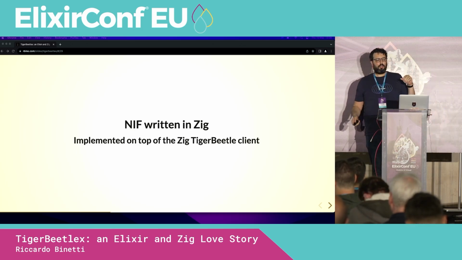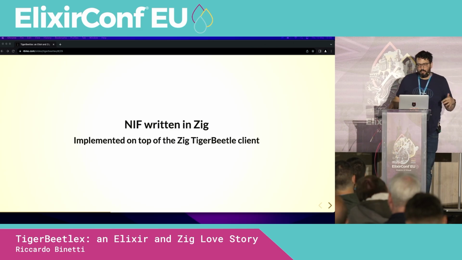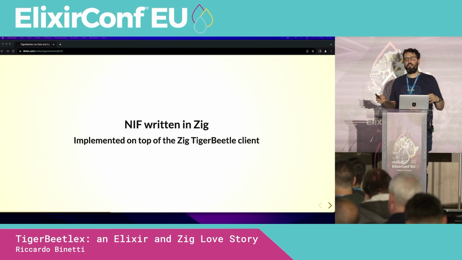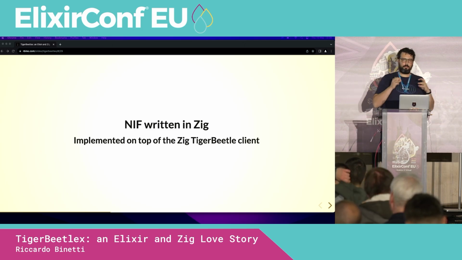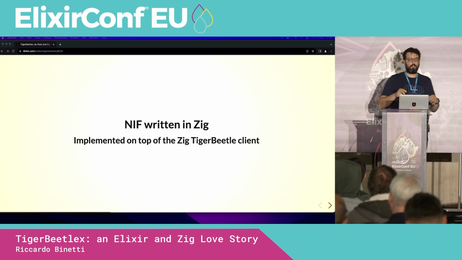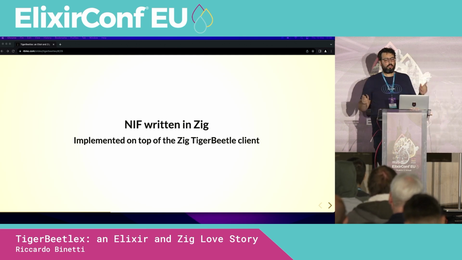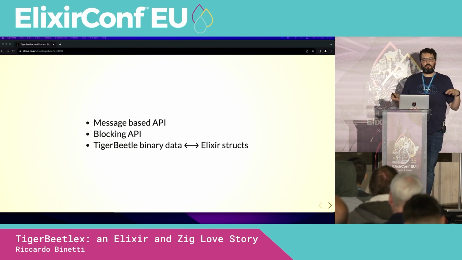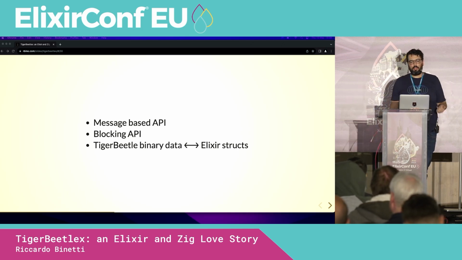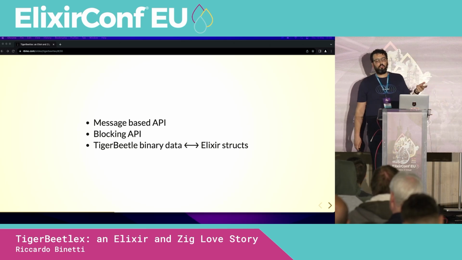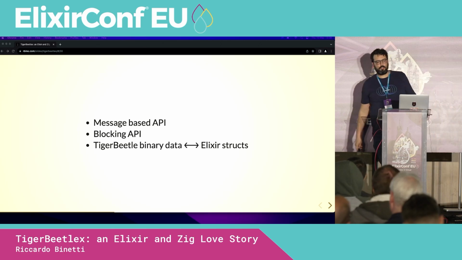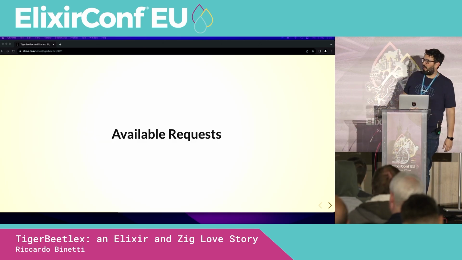This is how all high-level TigerBeetle clients are implemented. They use the Zig TigerBeetle client and just implement bindings on top of it, which ensures that all of them use the same state machine for the client, because the client also is an active part in the replication mechanism. TigerBeetle basically gives you a message-based API to talk with TigerBeetle, a blocking API, and automatic mapping between TigerBeetle binary data and Elixir structs. So let's look at the available requests.